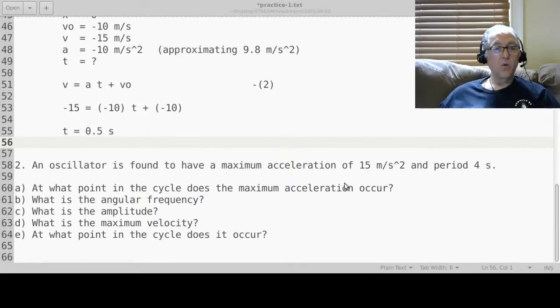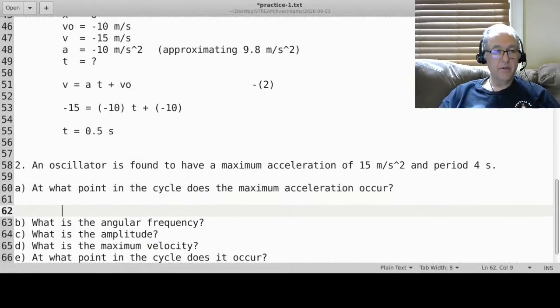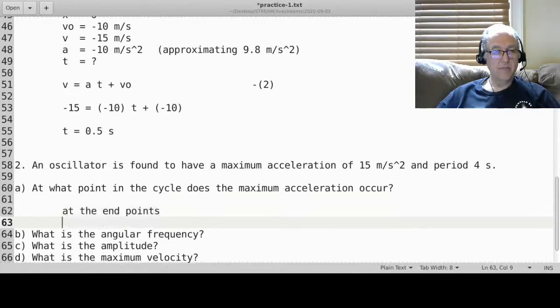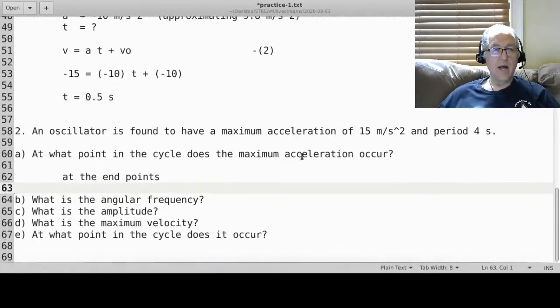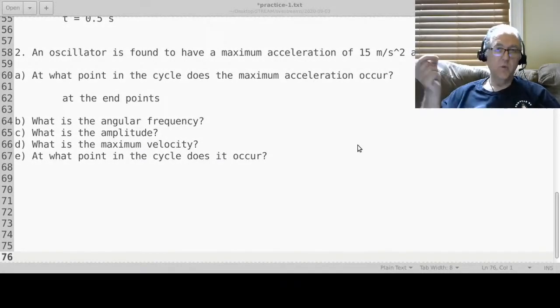Question number A. This is a typical question I'll ask, because I do expect you to know at what point the maxima occur. At what point in the cycle does the maximum acceleration occur? The answer is, at the end points. That's where the oscillator stops and starts to swing around the other way.